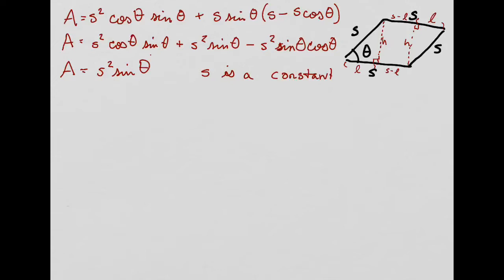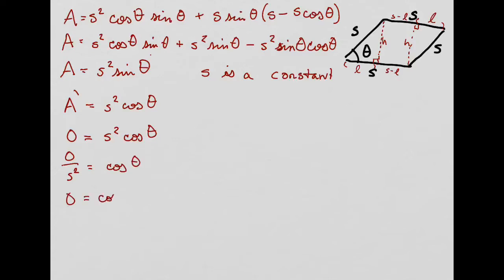And so remember, we're trying to maximize this area. So we will take the derivative. So the derivative of sine theta is cosine theta. So we're going to end up with the derivative is S squared cosine theta. Okay, cool. And so we set this equal to 0. So 0 is equal to S squared cosine theta. Divide by S squared. And so 0 is equal to cosine theta.